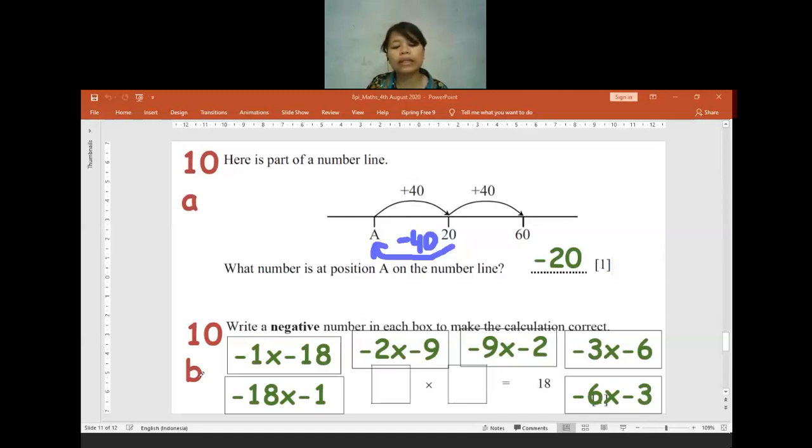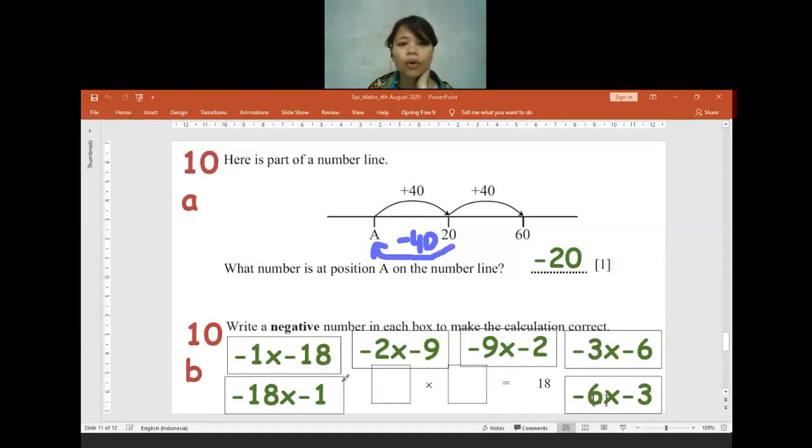Okay, for question 10, write negative numbers in each box to make the calculation correct. So the answer will vary depending on what number you pick. In here it can be negative 1 times negative 18, negative 18 times negative 1, or negative 2 times negative 9, or the opposite, negative 9 times negative 2, and then the last option is negative 3 times negative 6, with the opposite, negative 6 times negative 3.